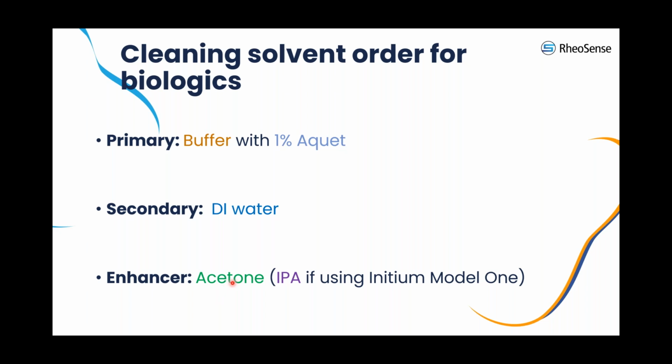So for Initium 1+ and Enviroc 2, we use acetone, while for the old Initium Model 1, it's IPA. For the 1+ and Enviroc 2, we highly recommend you stick with acetone because it dries much faster than IPA. And this ensures that your flow pads are completely dry before the next sample is introduced into the channel. So let's go to the next slide.